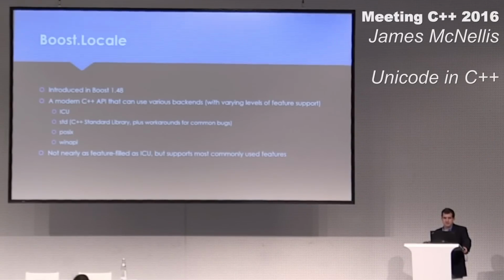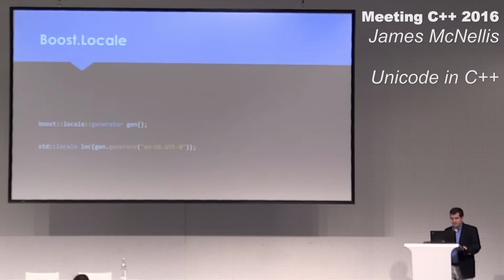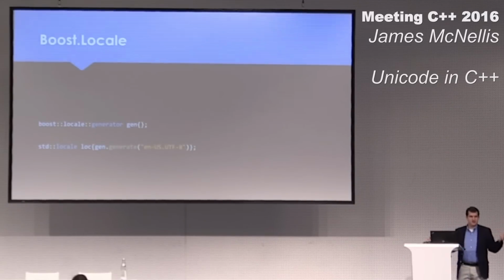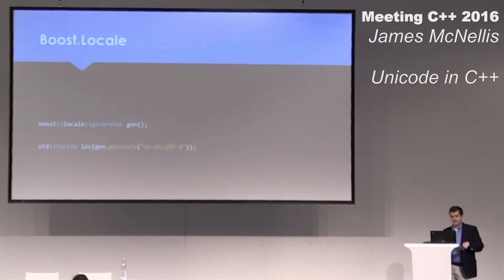It can use the C++ standard library if you wanted to do that, the POSIX locale APIs, the Windows APIs. Boost Locale is nowhere near as feature-filled as ICU, but it supports the commonly used things that you might need to do with text. So with Boost Locale, you basically construct a std::locale using it. So here, for example, we construct an en_US locale with the UTF-8 character encoding. I'll note that this is very useful if, for example, you're working on Windows, because on Windows, the C and C++ standard library locale implementations do not today support UTF-8.